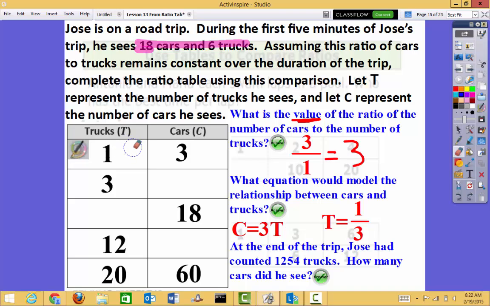Okay, so let's work on our next part. So here are my equations. At the end of the trip, Jose counted 1,254 trucks. How many cars did he see? Well, my cars is the unknown. It's telling me I know how many trucks. So my cars is the unknown, so I'm going to use this equation. So I'm going to plug this number in for t.